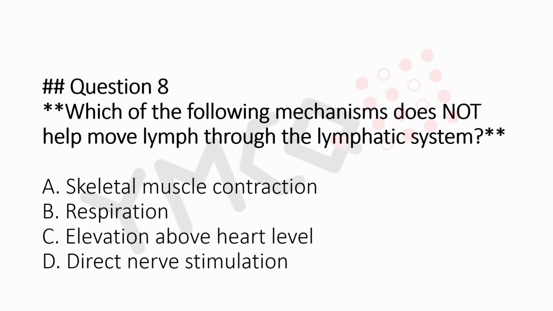Now let's move to question number 8. Which of the following mechanisms does not help move lymph through the lymphatic system? Option A. Skeletal muscle contraction. Option B. Respiration. Option C. Elevation above the heart level. Option D. Direct nerve stimulation. And the answer is Option D. Direct nerve stimulation.